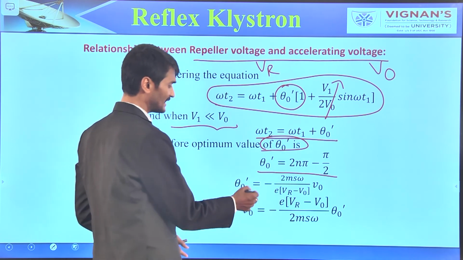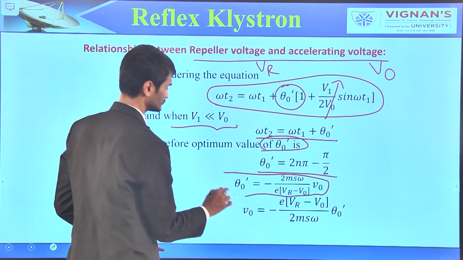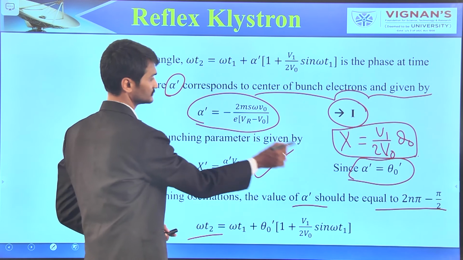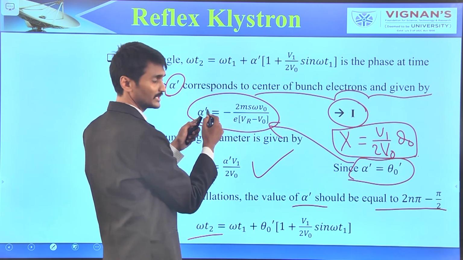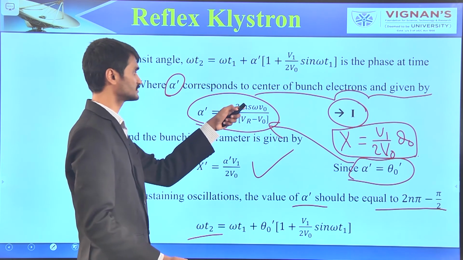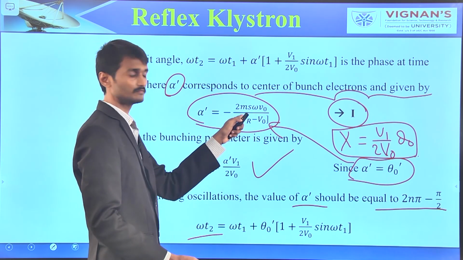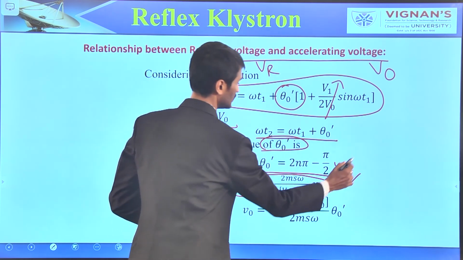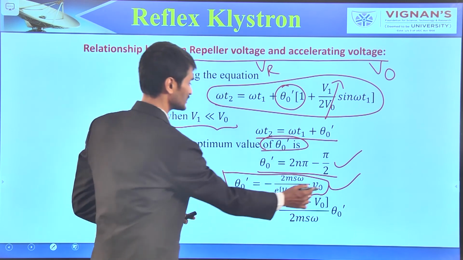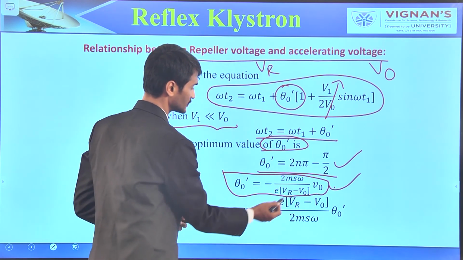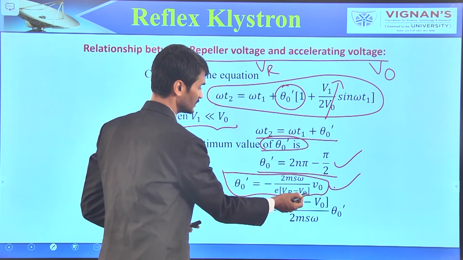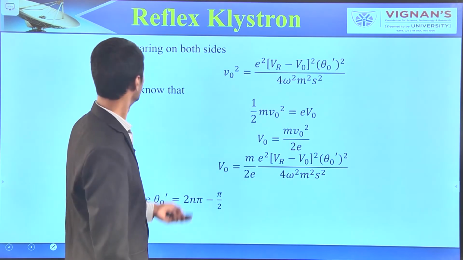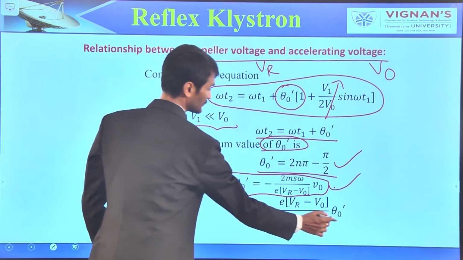Already we have the expression for theta naught dash. See here, alpha dash is equal to theta naught dash, which is equal to minus 2 m s omega V naught by e (VR minus V naught). This is the expression we already have. Okay, so this is the optimum value, right. From this expression, V naught is equal to minus e (VR minus V naught) by 2 m s omega into theta naught prime. Now apply the square on both sides.